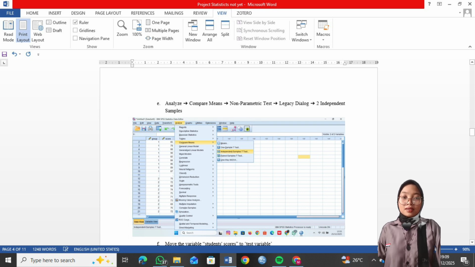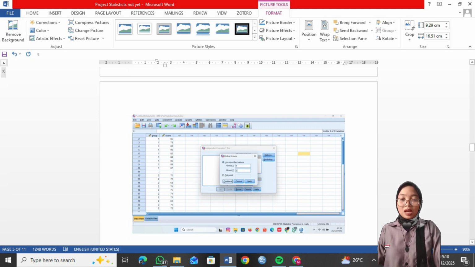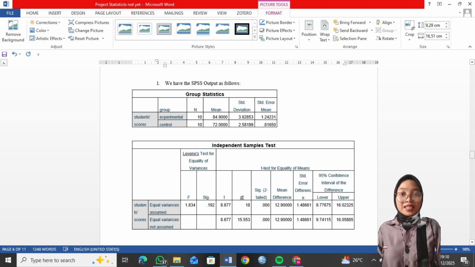Click Analyze, then compare means and select independent sample t-test. Now move the variable student scores to the test variable box and the variable group to the grouping variable box. Define group 1 as 1 and group 2 as 2 and click OK. And finally, SPSS displayed the output, including the group statistics and the independent sample t-test table, which were used to determine whether there is a significant difference between the two groups.